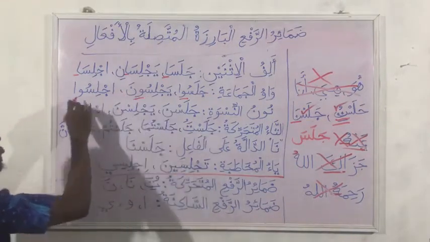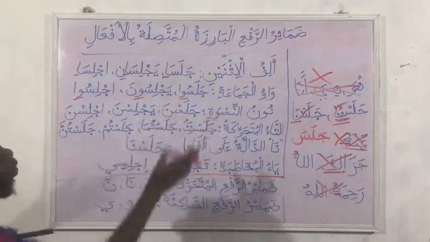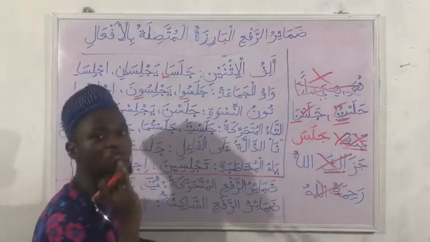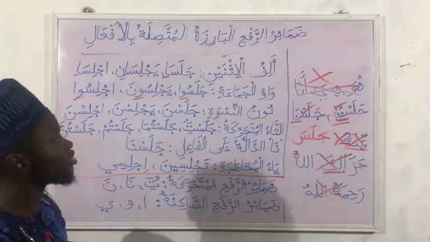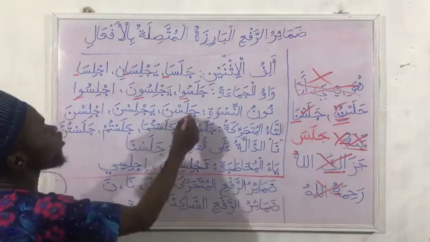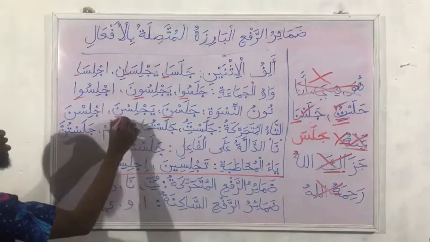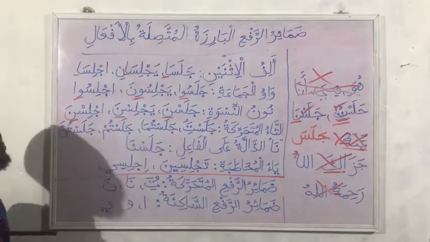So thubut al-nun for fi'l mudari. So jalasu. Then what we have? Ijlisu. And this is the waw. So that is what? Waw al-jama'a. Then we have what? Nun al-niswa. The nun that is showing what? Femininity. And as we know, nun al-niswa is used to denote plural for females. So we have jalasna for fi'l madi. We have yajlisna for mudari, and we have ijlisna for what?